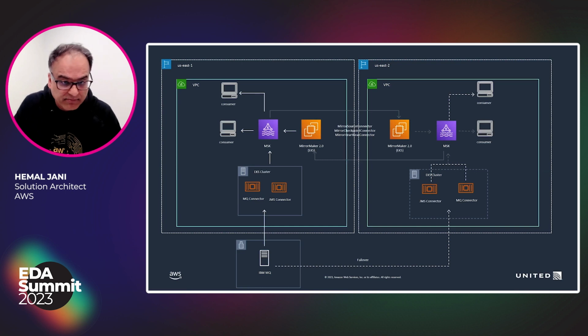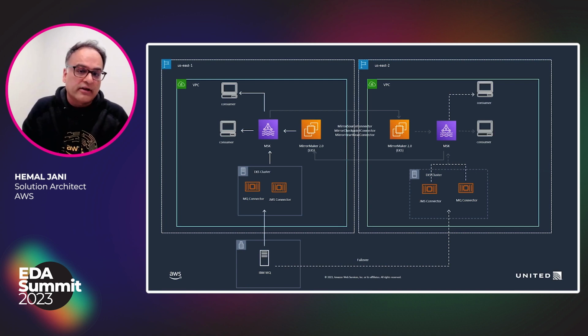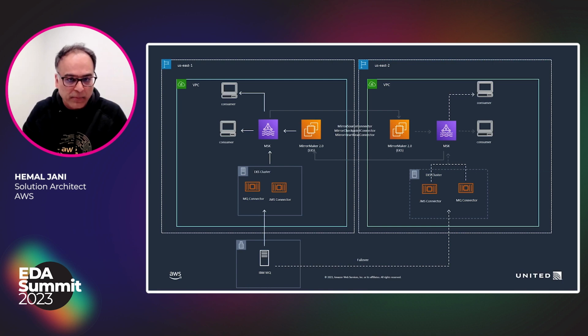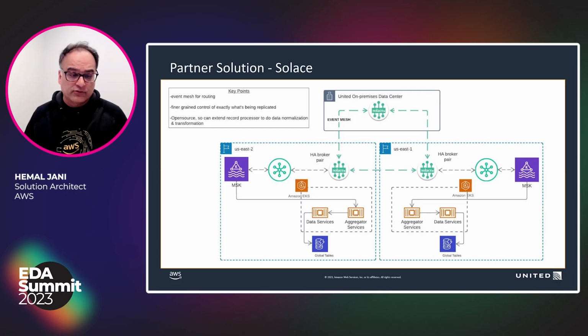However, there are challenges. As I mentioned, United currently is running this on an EKS cluster, which means they are managing their own MirrorMaker implementation, which has its own operational challenges. You require expertise in MirrorMaker software, and you will have to update the code base. It's an operational challenge. To overcome these operational challenges, United Airlines is working with an AWS partner solution like Solace. Solace is available in AWS Marketplace. You can acquire it via the Marketplace solution.